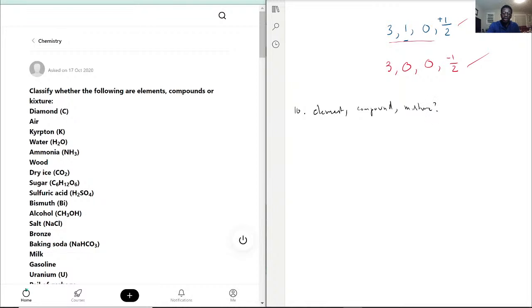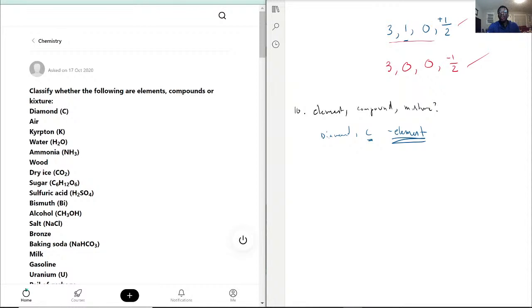So let's start with diamond. Diamond is composed of only carbon. This right here is considered an element, and that's all you need to know. Diamond is an element because it's only composed of carbons.